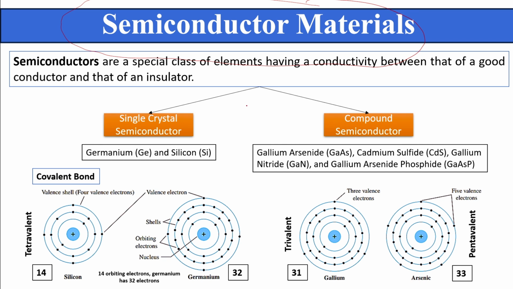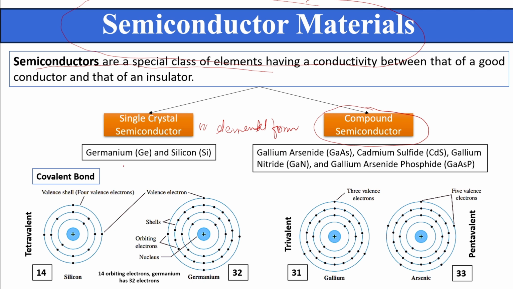So what is the semiconductor material? Already know, a semiconductor is a special class of element having conductivity between a good conductor and an insulator. That means its conductivity lies between the perfect conductor and insulator. The semiconductor material is available in two forms: single crystal or elemental form, and compound form. Single crystal means it has only one type of atom, while compound has atoms of two or more elements.